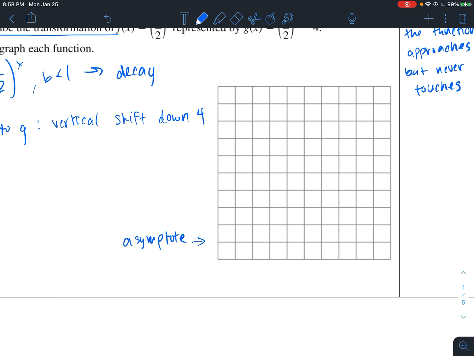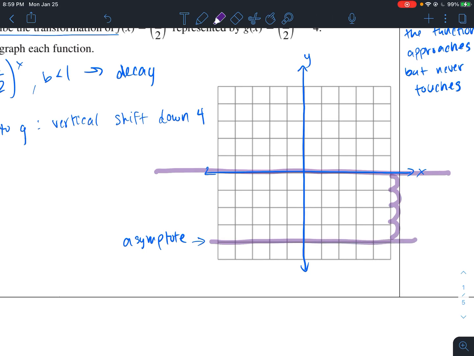So the asymptote was originally at y is equal to 0. So I'm going to draw 1, 2, 3, 4, 5. Sorry, I'm going to draw my x-axis right here and my y-axis right here. So my y and my x. Now originally, my asymptote ran right through the x-axis. But since our function is shifting down 4, I'm going 1, 2, 3, 4. I'm going to shift my asymptote down 4 units. So right here, that's my asymptote line.